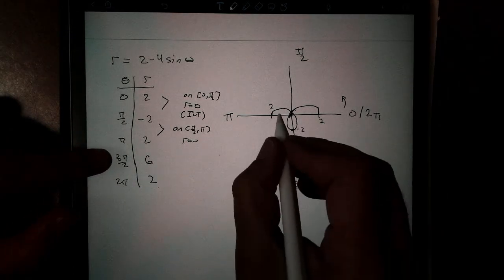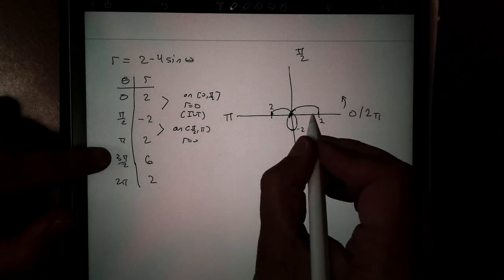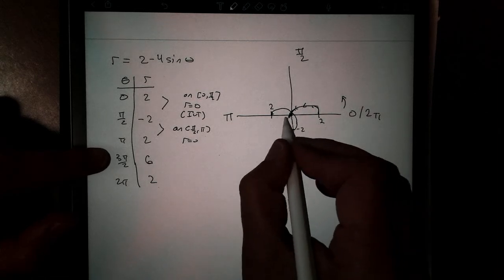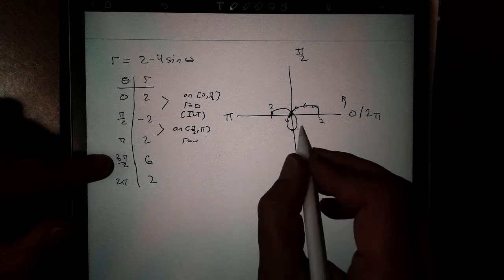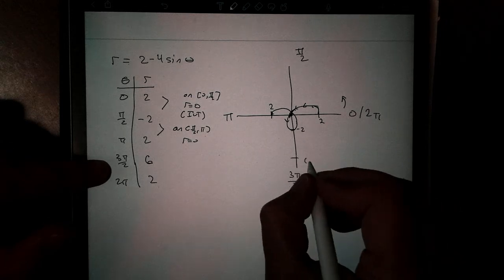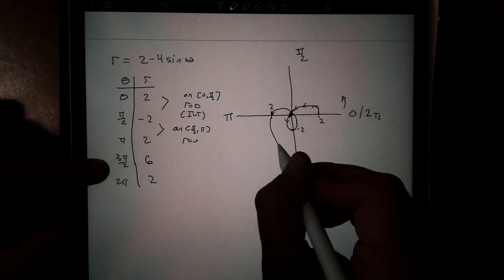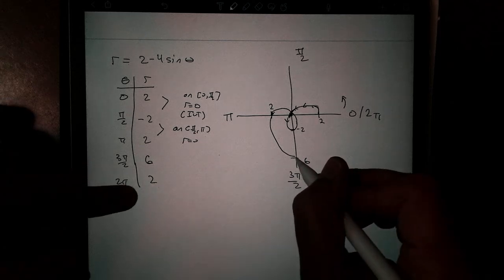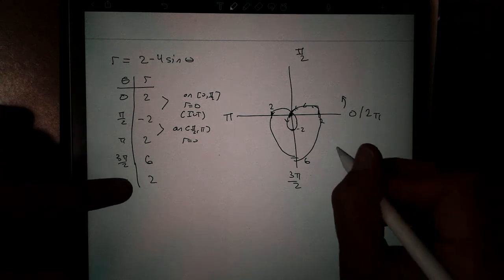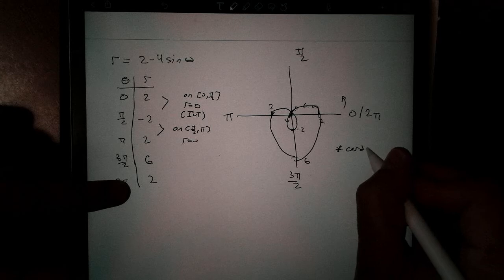Now, I'm here at 3, and if you notice, it's a vector, right? It's kind of like directions. At 3 pi over 2, my radius is 6. And then we're back to 2. And we get our cardioid.